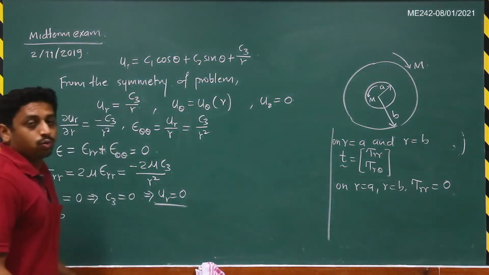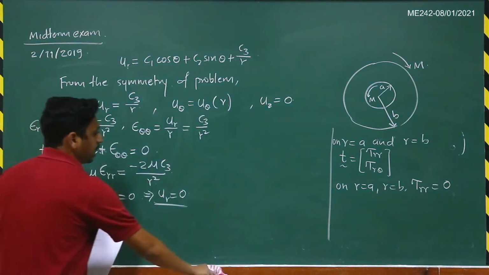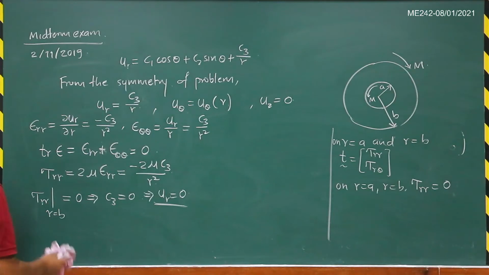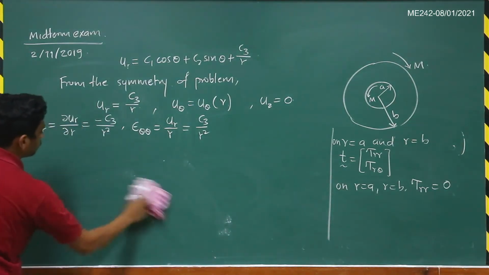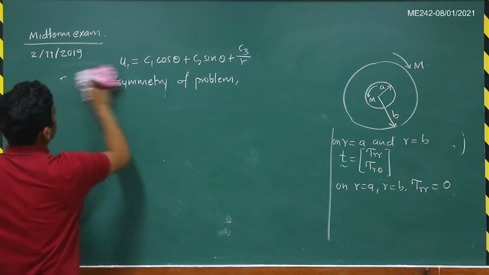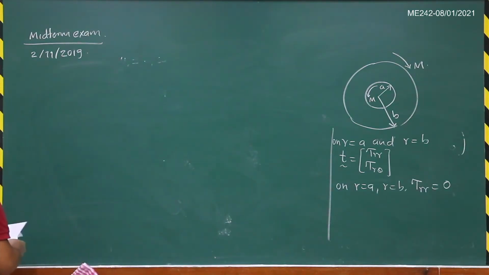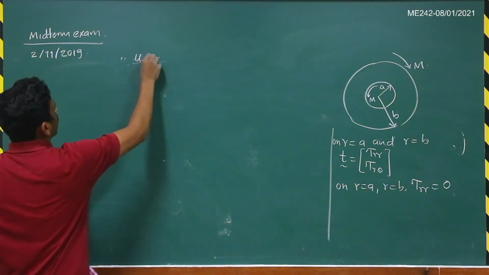Now we don't know the expression for u_theta. So basically we use the governing differential equations to find an expression for u_theta. We have got this u_r to be equal to 0. Now we use the first governing equation.